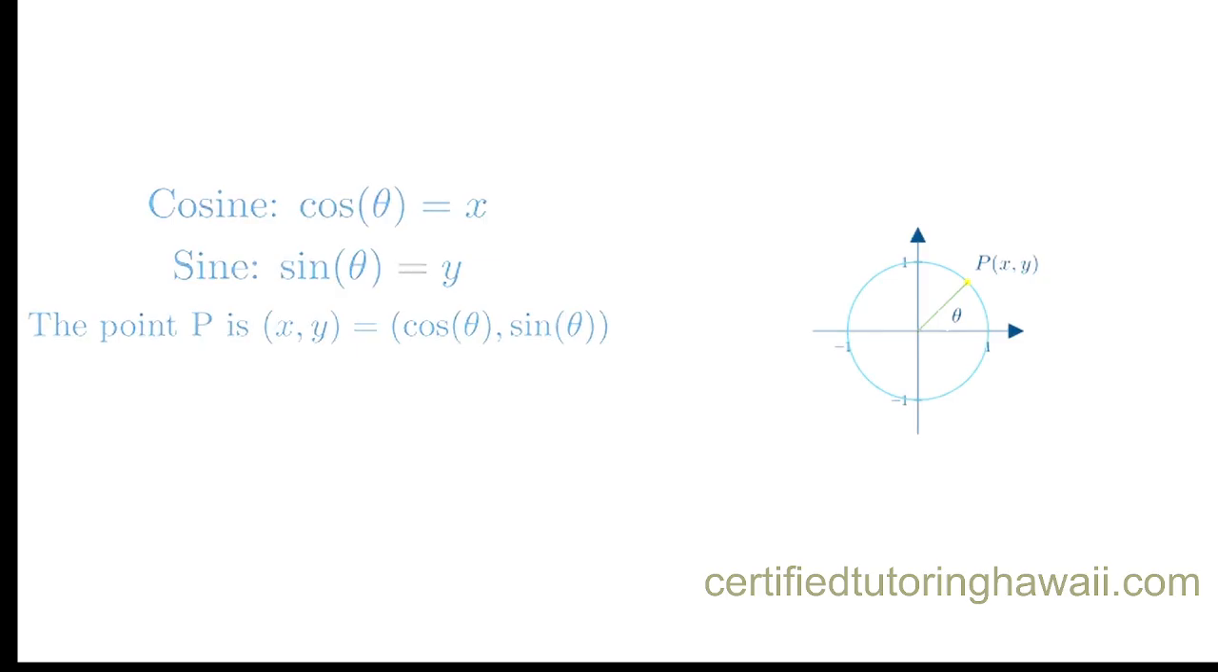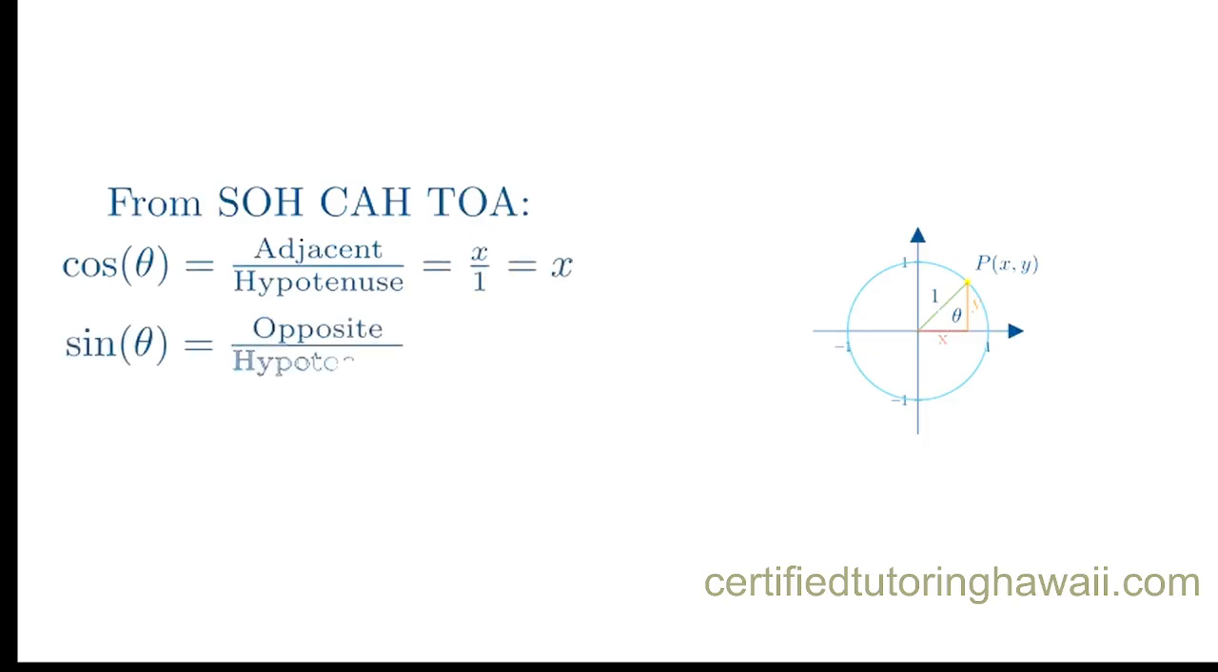Let's connect this to our basic SOHCAHTOA definitions. Suppose we draw a right triangle inside the unit circle. The horizontal side has length x, and the vertical side has length y. Since it's a unit circle, the hypotenuse is 1. Remember, CAH: cosine is adjacent over hypotenuse, that's x over 1, which is x. This confirms our definition. And SOH: sine is opposite over hypotenuse, that's y over 1, which is y. The unit circle definition is just an extension of SOHCAHTOA to all angles, not just those in a triangle.